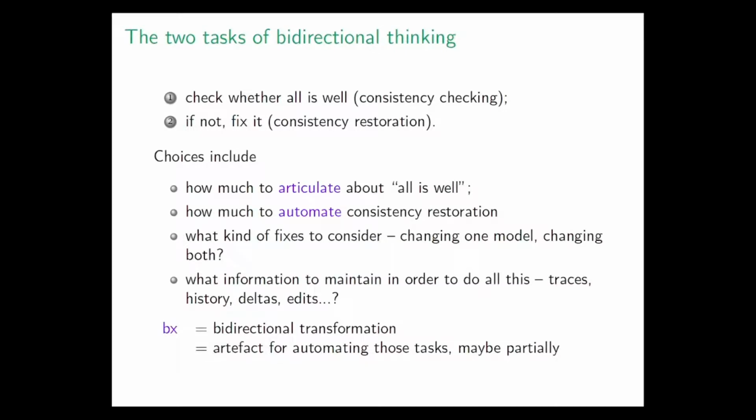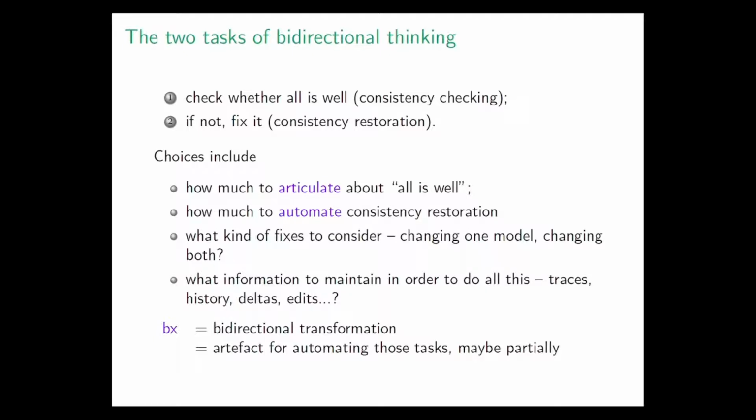We have a whole bunch of choices. We would like to have a choice about how much to articulate about all is well, and I'll talk through that in a moment. There isn't just one way to express what it is for two models to be properly related. We also would like to choose how much of the consistency restoration task should be automated as opposed to, for example, done by the humans concerned.